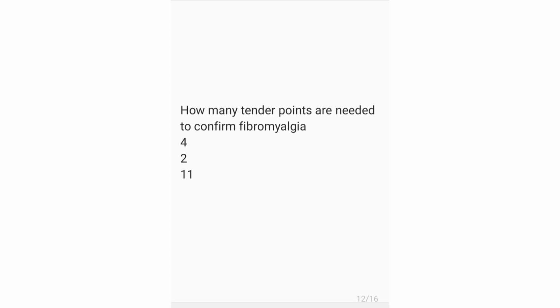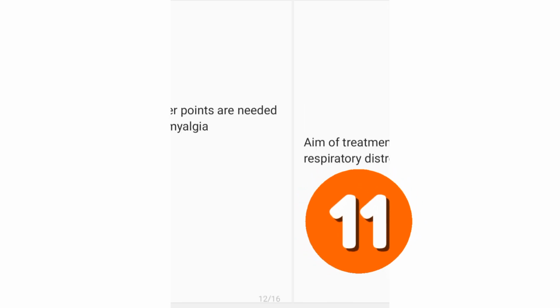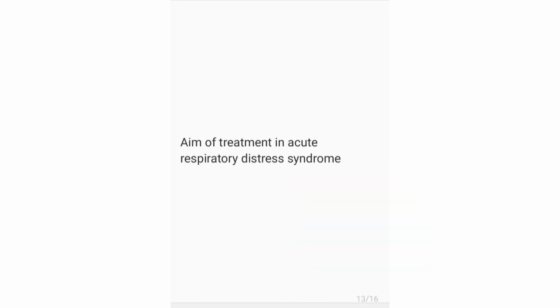How many tender points are needed to confirm fibromyalgia? 4, 2 or 11? So the correct option for this is 11. What's the aim of treatment in acute respiratory distress syndrome? Which type of exercise maintains length throughout contraction?